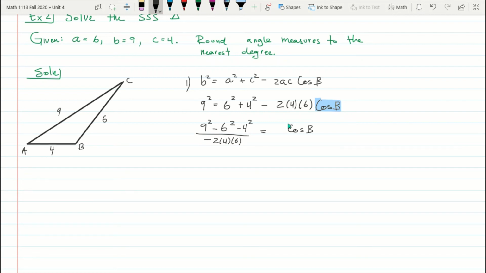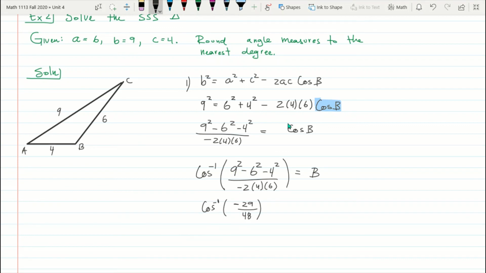I moved everything to the left and then divided by the product of 2, 4, and 6, which leaves me with cosine of B. And then I would do cosine inverse of 9 squared minus 6 squared minus 4 squared over negative 2 times 4 times 6. This all equals angle B.